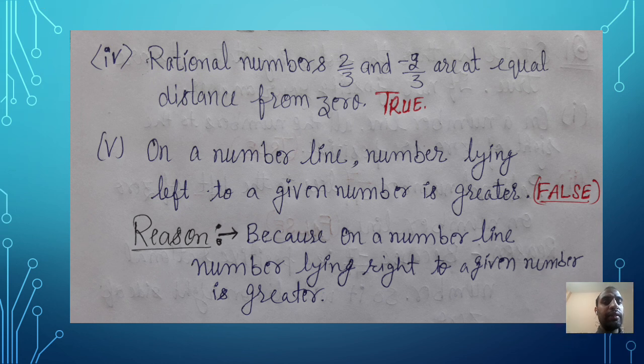Next is, on a number line, number lying to the left of a given number is greater. Keep in mind, when we are talking about the left side, there is always a smaller number, and on the right side we have a greater number. So the reason you can write, because on a number line, number lying to the right of the given number is greater.